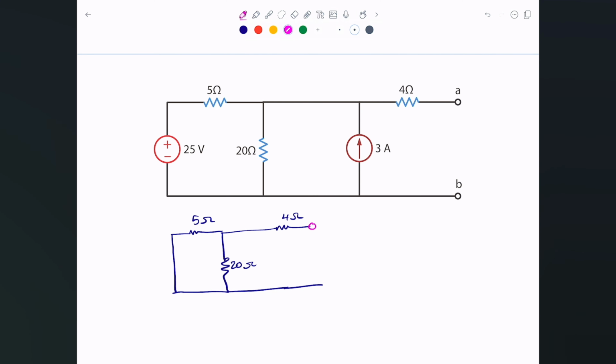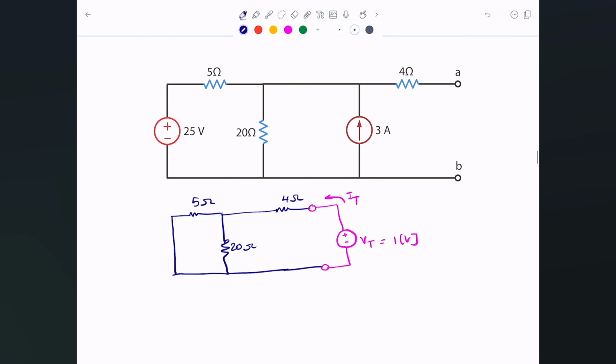Now I'm going to connect a voltage or a current source. It's up to you, whatever you want to connect. I'm going to connect a test source. I'm going to call it VT, and I'm going to make it 1 volt. You can give it any value; 1 is just simple. What we need to do is figure out what IT is, the test current, and we just divide them by each other.